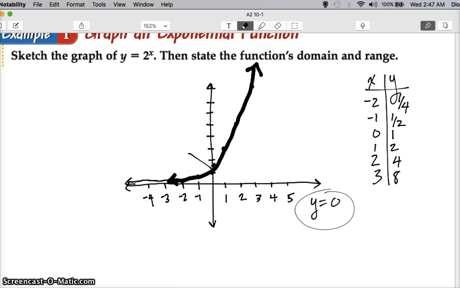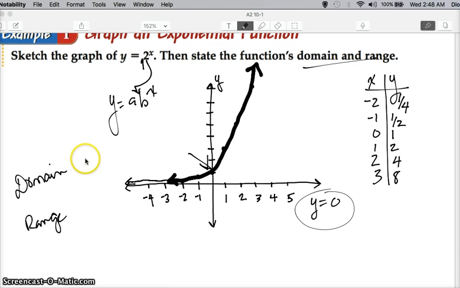Also notice that the a value here is 1, remember our equation is in the form a times b to the x. In this case, b is 2, and a is 1, as it is not depicted there. As long as a is 1, no matter what we take b and raise to the 0 power, we will get 1. So as long as a is 1, we're going to pass through 1 on the y-axis. So now let's get to the domain and range. The domain will be all real values, all reals. And we can write that in a number of ways.